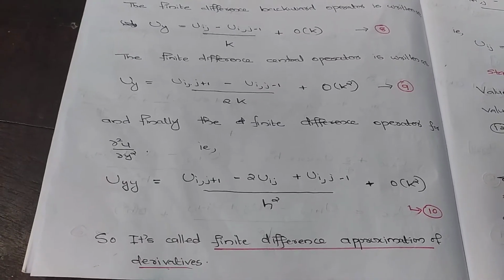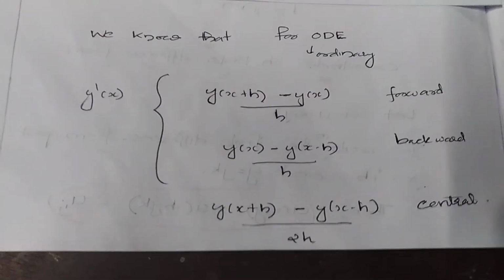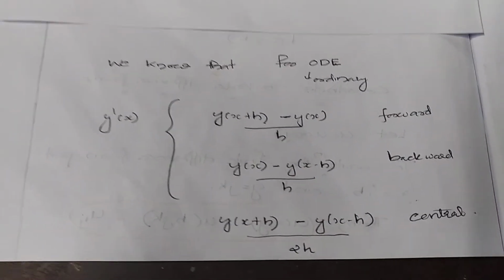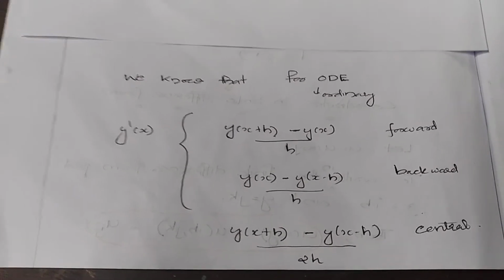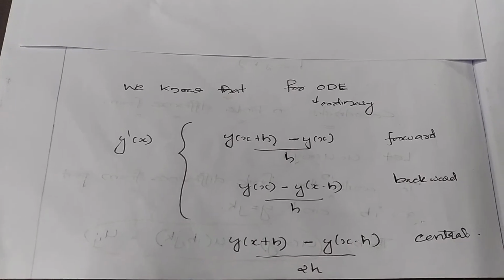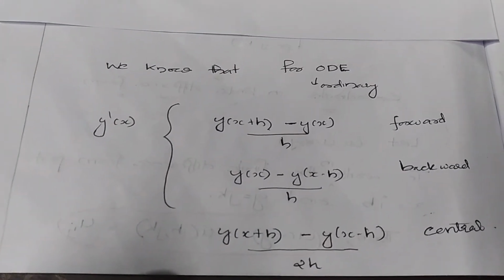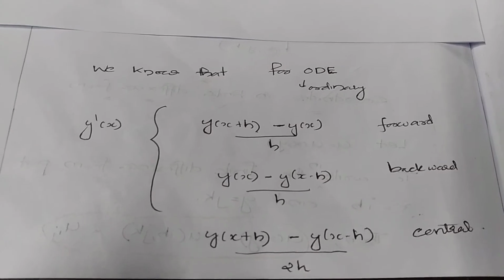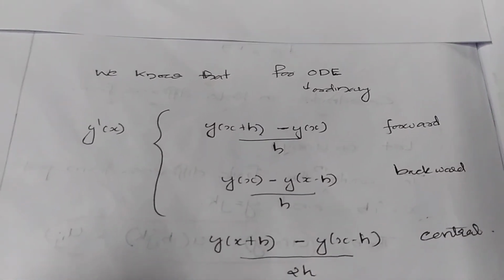Simply concluding with the ordinary differential equations: when we consider these ordinary differential equations, we get y dash of x as y of x plus h minus y of x by h. It is called the forward difference operator, and y of x minus y of x minus h by h is the backward, and y of x plus h minus y of x minus h by 2h is the central difference operator in the ordinary method.